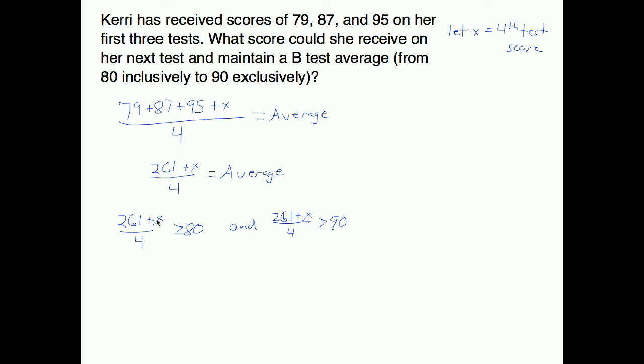So we're trying to solve for this x here, which will tell us her 4th test score that she could get. So it's going to be some type of range. Maybe she can get a 90, maybe she can get a 67. So we're trying to find that range. So let's solve both of these. In order to get rid of this 4, we're going to multiply both sides by 4, and we can do that over here too. So we'll work through both of these inequalities at the same time. Multiplying by 4, this will reduce. We'll get 261 plus x is equal to 320.